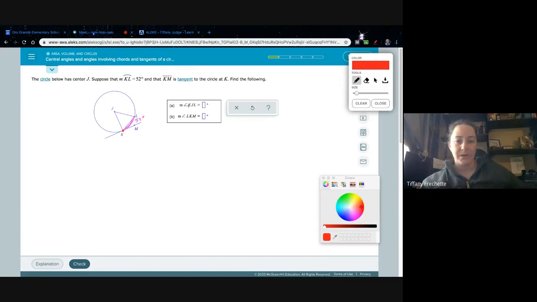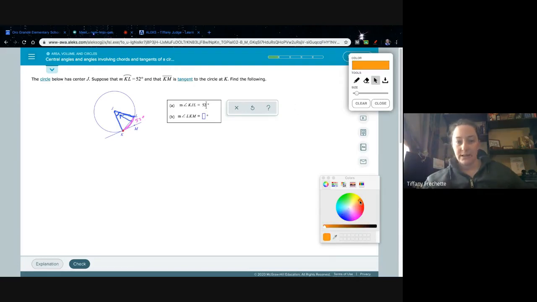So we want to first find KJL. So that's this angle here, which if we follow this KJL like that, that is what creates that 52-degree arc. It's a central angle. The arc and the angle will be the same. So angle KJL is 52 degrees.